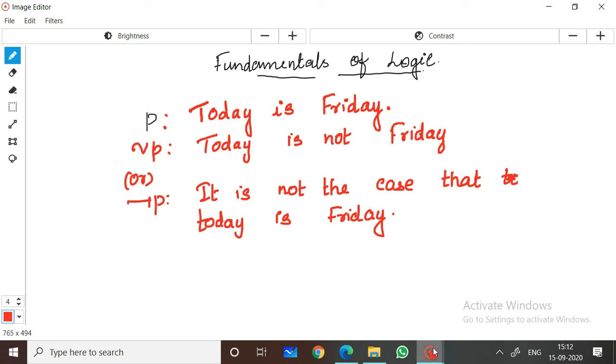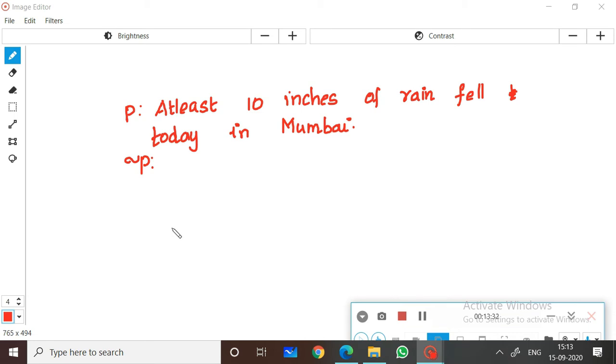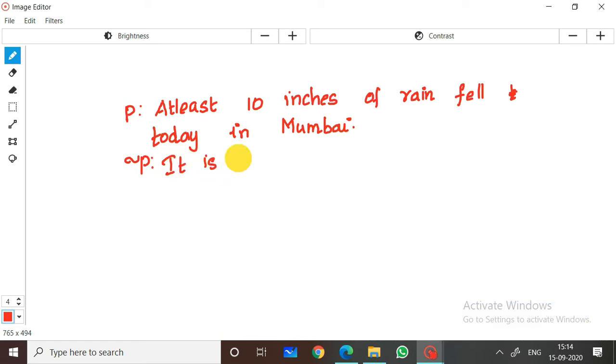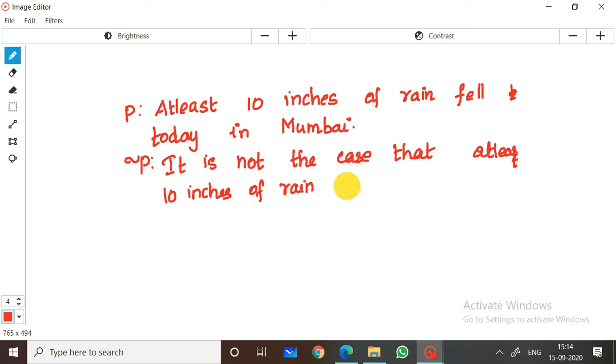Now let us take another example. At least 10 inches of rain fell today in Mumbai. What is the negation of the statement? You can write it as: it is not the case that at least 10 inches of rain fell today in Mumbai. Like this also you can write the statement.